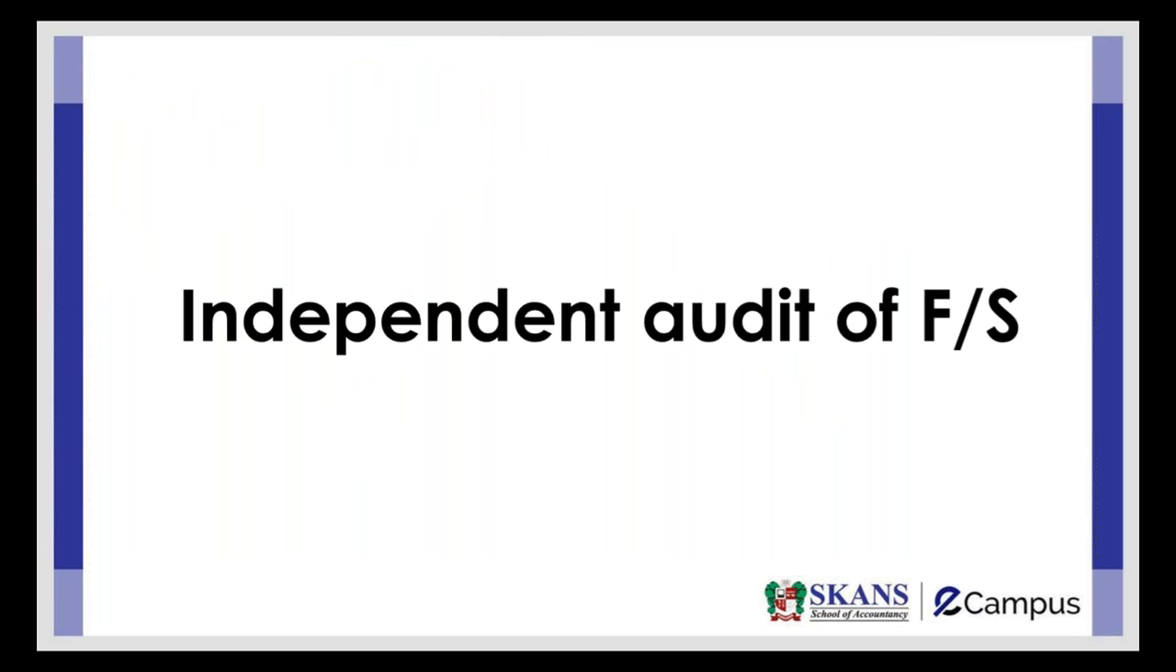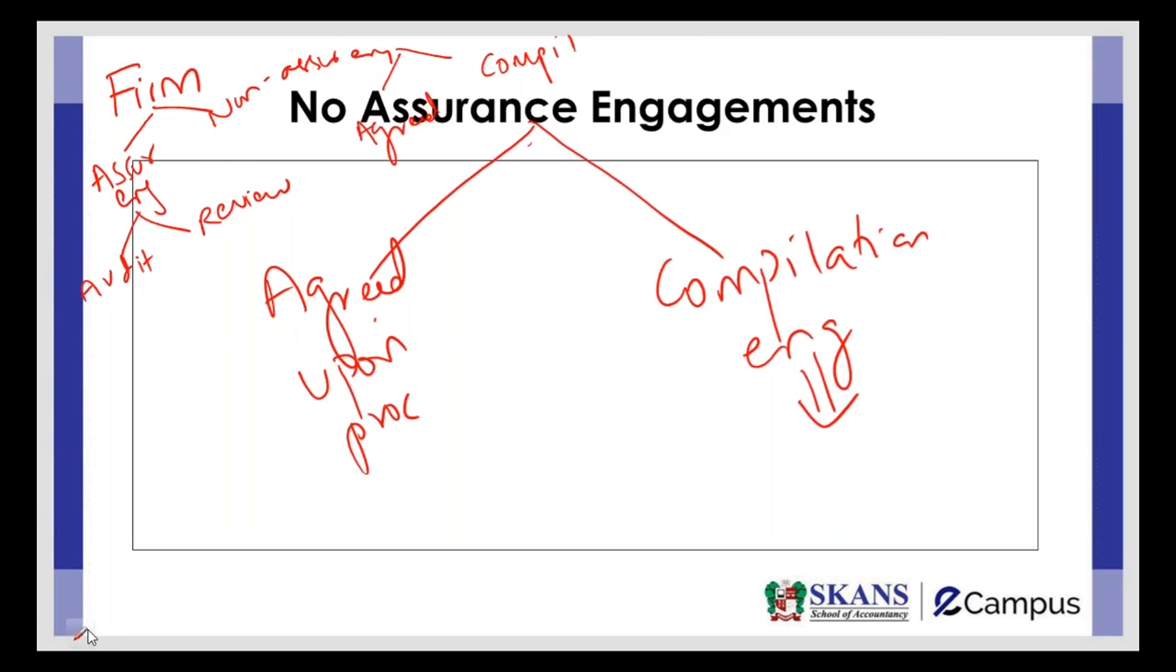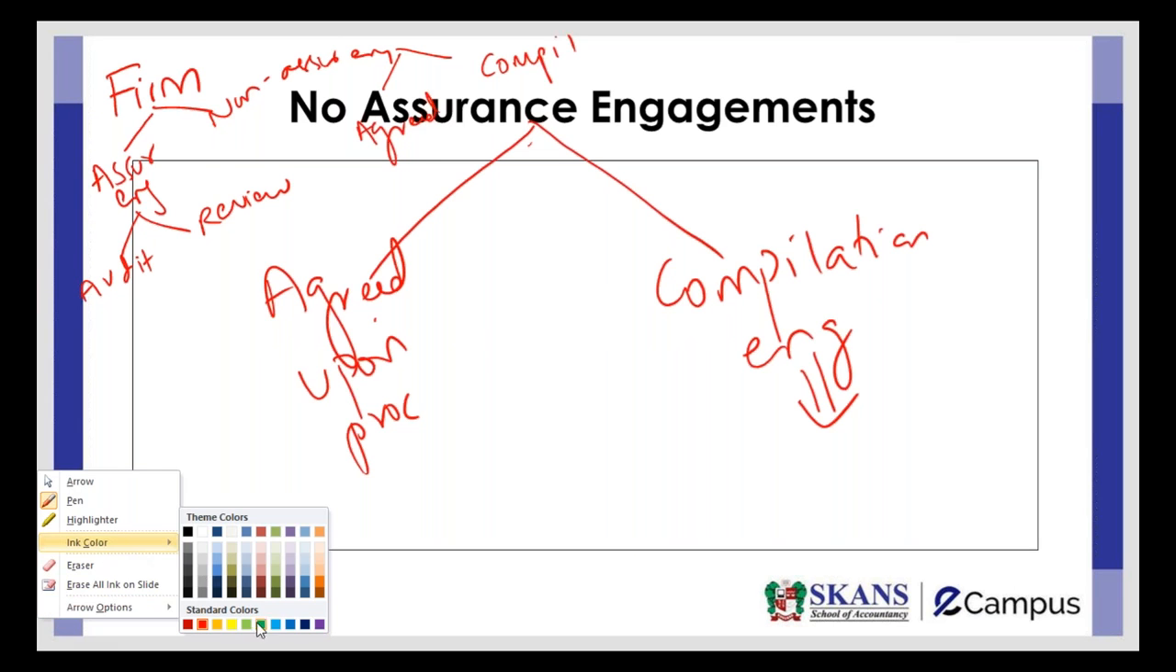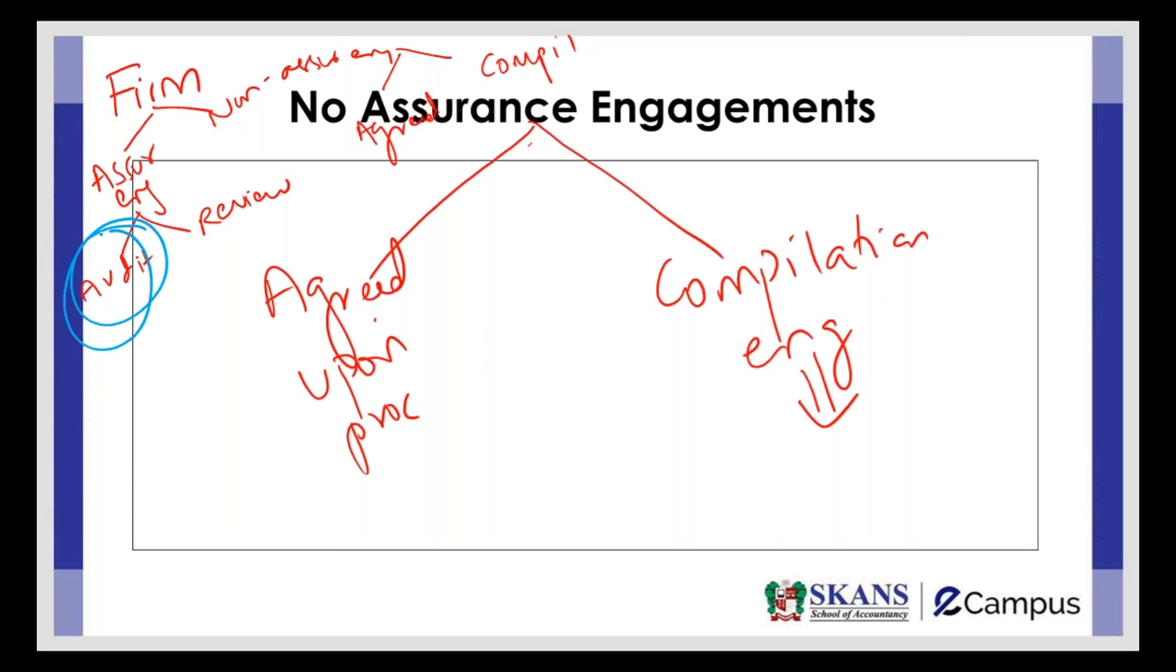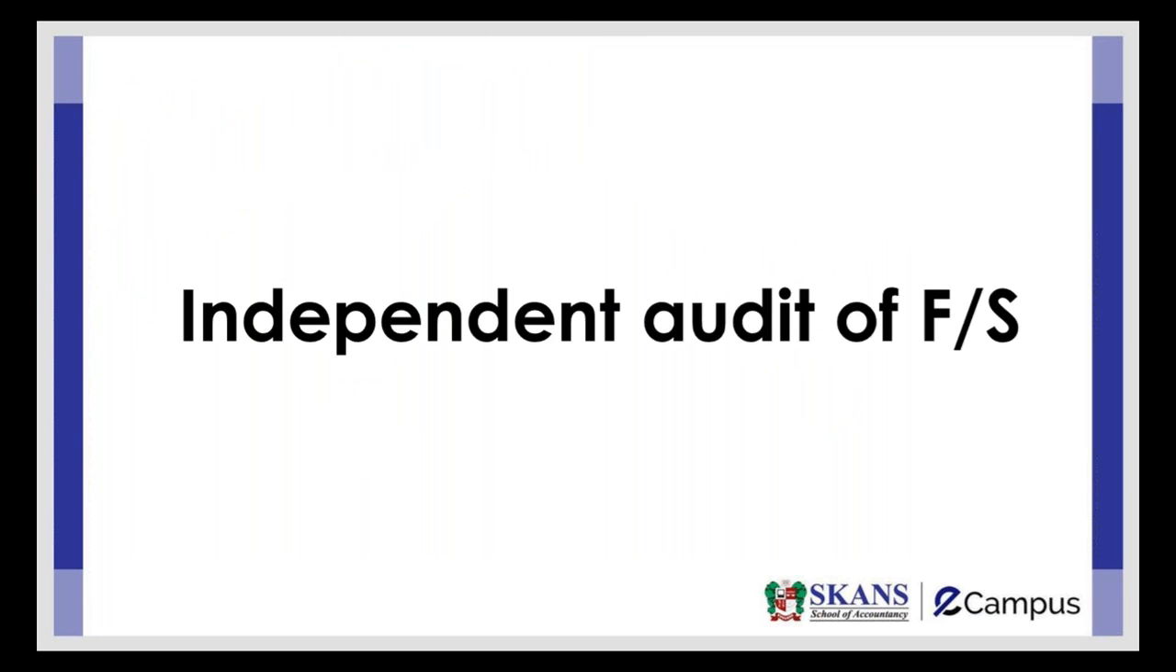A quick introduction now. From now onwards, our entire focus is going to be this. I won't be talking about review. I will not be talking about agreed upon procedures. I will not be talking about compilation engagements. I'm going to be focusing on how an audit is done. So this is basically what your external audit is. The technical term is independent audit of financial statements.